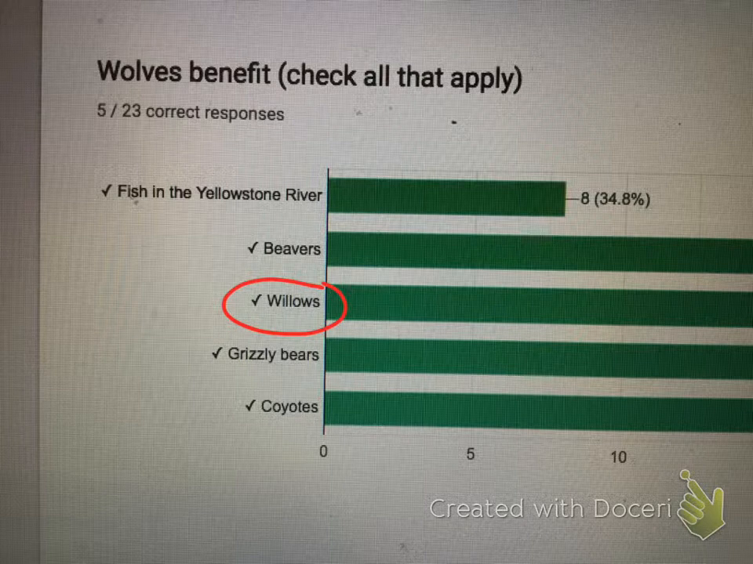That's kind of the principle the elk are operating on. With no wolves, you can hang out on the stream bank all day long and eat all the willows you want. Woohoo! It's a party!